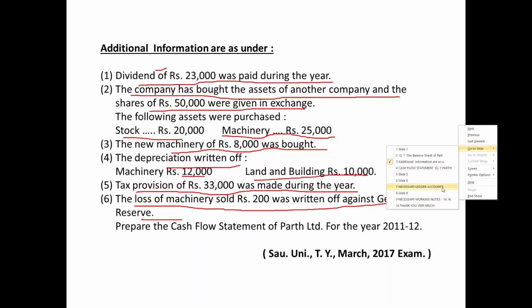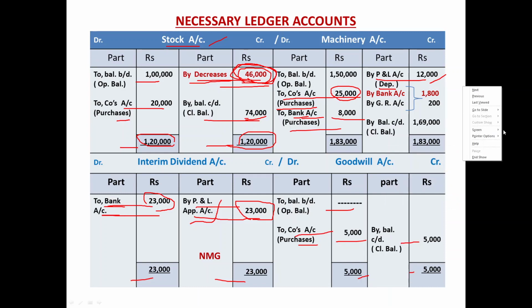Let us verify our machinery account and the items we already reported over there. Opening balance 1,50,000, closing balance 1,69,000. We already reported the depreciation. We also reported purchases of machinery from another company, 25,000. Then afterwards we reported another purchase made in the current year, 8,000. Now let us close this account and decide the selling price, and see the loss of rupees 200 which has been written off to general reserve.